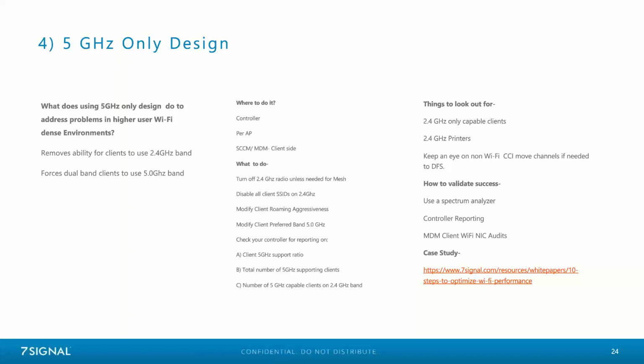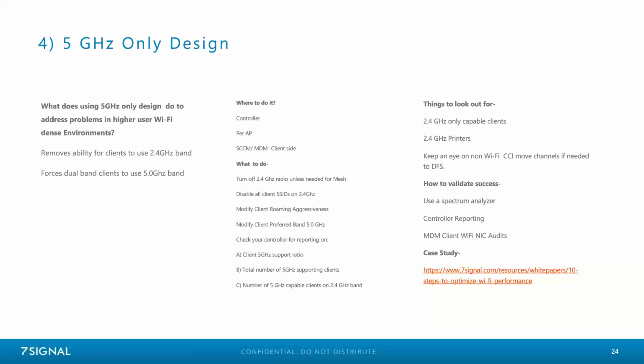Your wireless endpoints. You can run a report on all vendor controllers. They all have it. Have a look at the client 5 gig radio, your total number of 5 gig supported clients, and then, what's really important, the number of 5 gig capable clients on the 2.4 band. Right? Again, things to look out for, like we mentioned, 2.4 gigahertz printers. I've noticed a lot of executives will have their printers in their office on the 2.4 just so they can print. So you want to definitely keep that in mind when you're thinking about that.